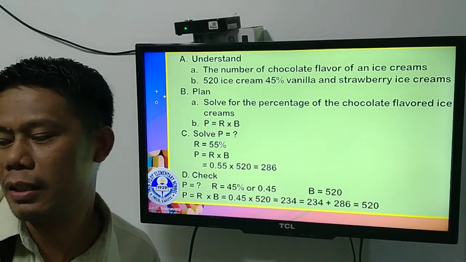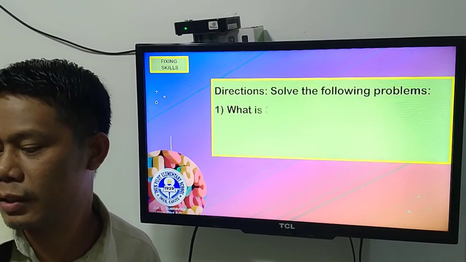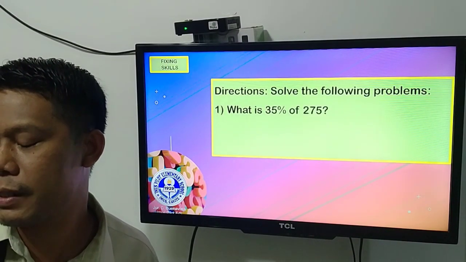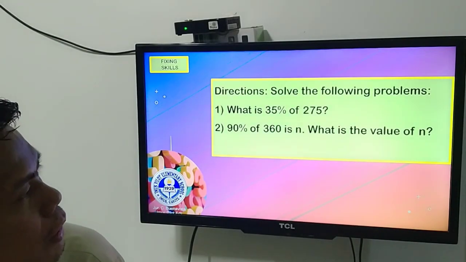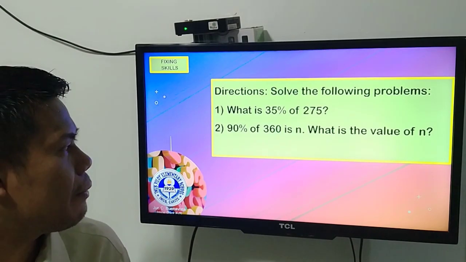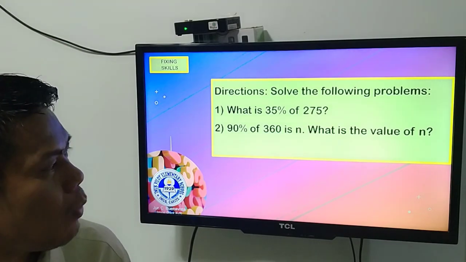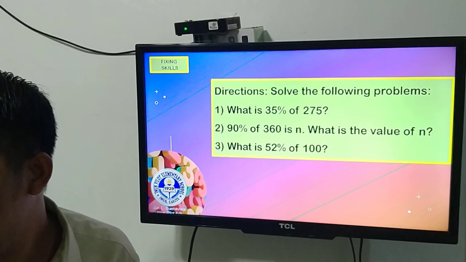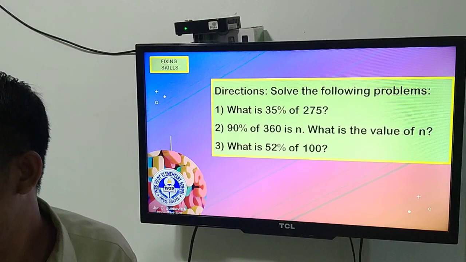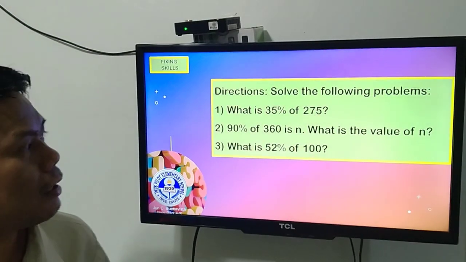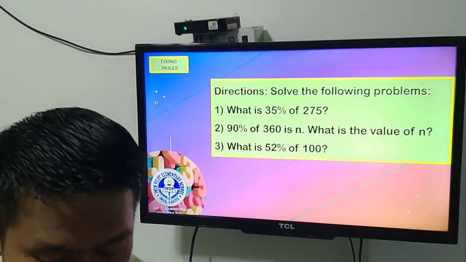Understood? Okay, now this time, solve the following problems. Number 1, what is 35% of 275? Number 2, 90% of 360 is n. What is the value of n? Number 3, what is 52% of 100? Okay, let us now solve. Number 1, what is the answer? Okay, let us solve.